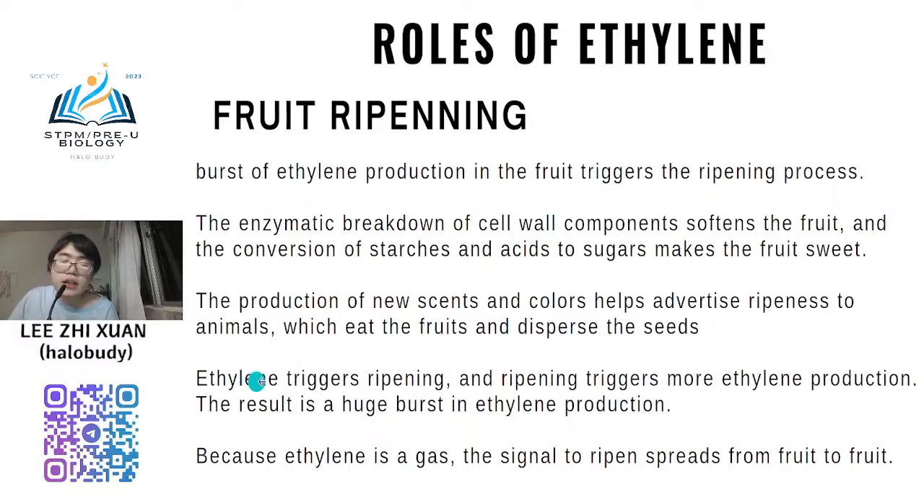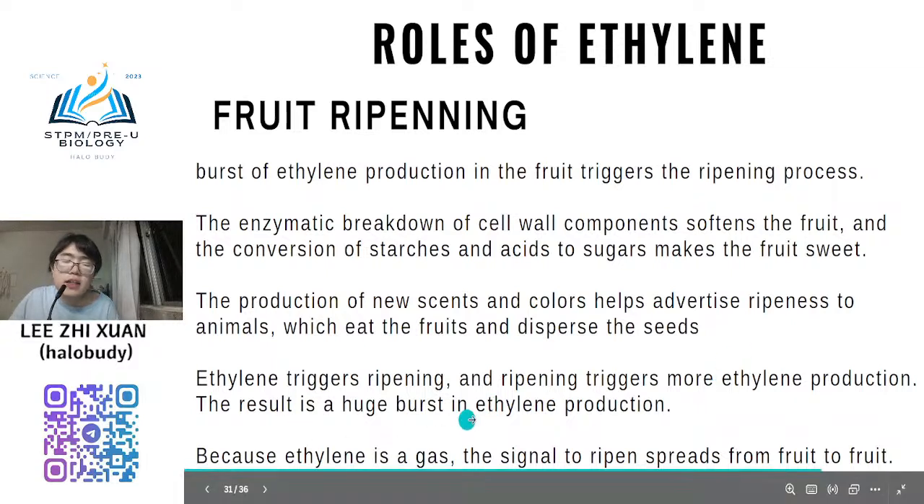So ethylene will trigger ripening, and then the ripening will trigger more ethylene production. So this will result in a huge burst in ethylene production. You need to know that ethylene is a gas hormone. So when they trigger ripening and the fruits are already ripened, this fruit will also trigger more ethylene too. I already mentioned it is a gas, so it will spread from fruit to fruit.